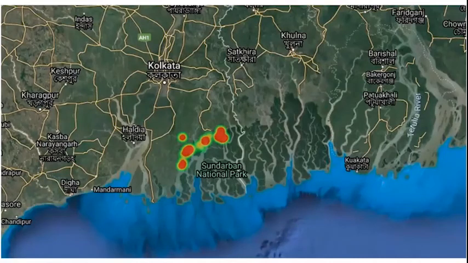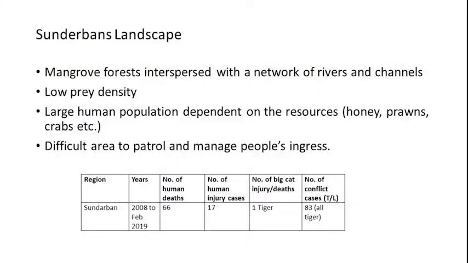So it is a mangrove forest with an interspersed network of rivers and channels, and large human populations that are dependent on resources. Sundarbans has a very large population dependent on honey, which they collect from inside, and prawns and crabs, which again they collect from inside.